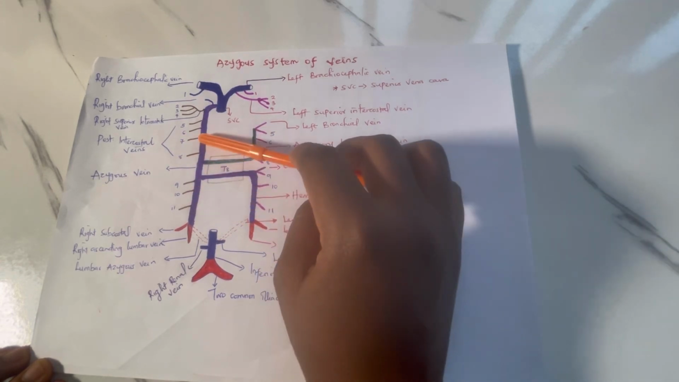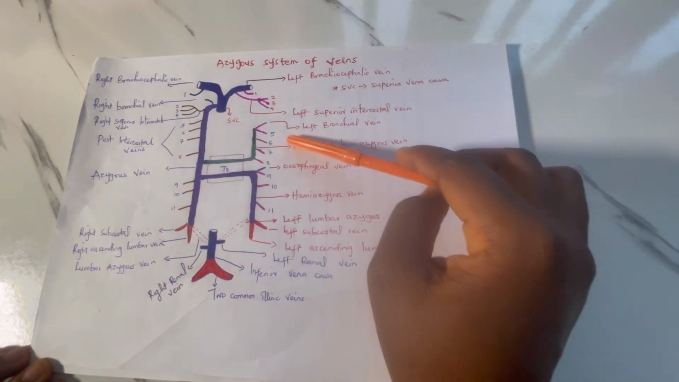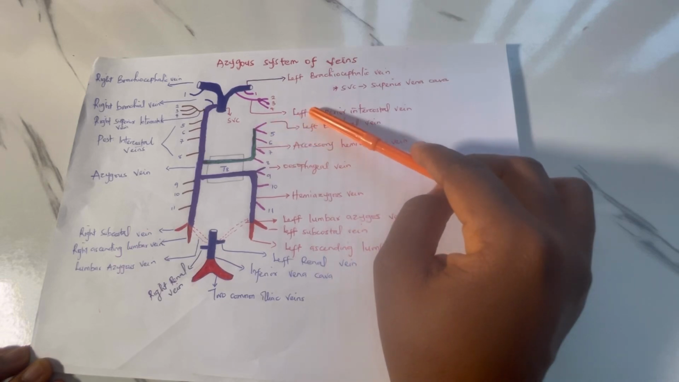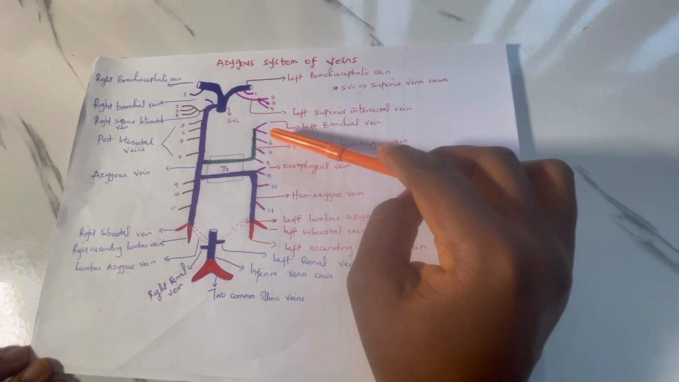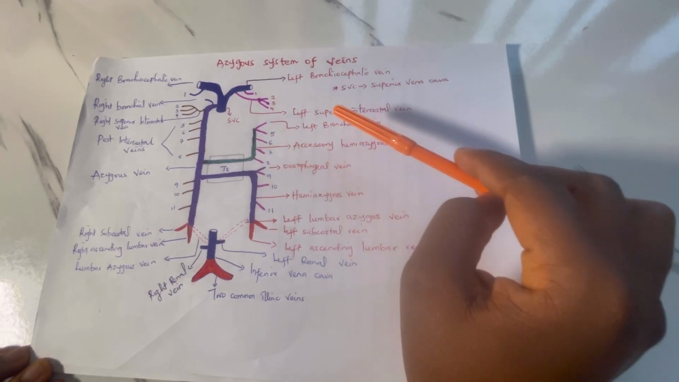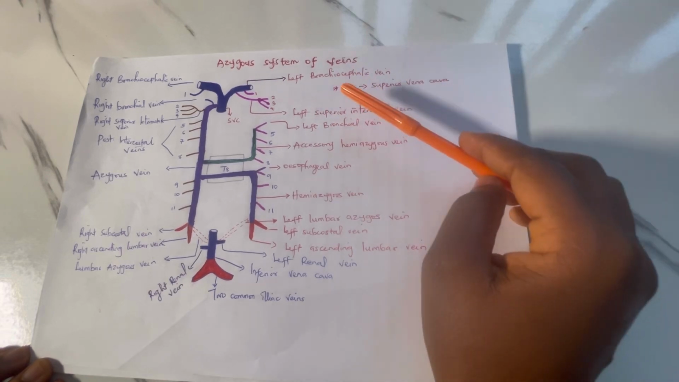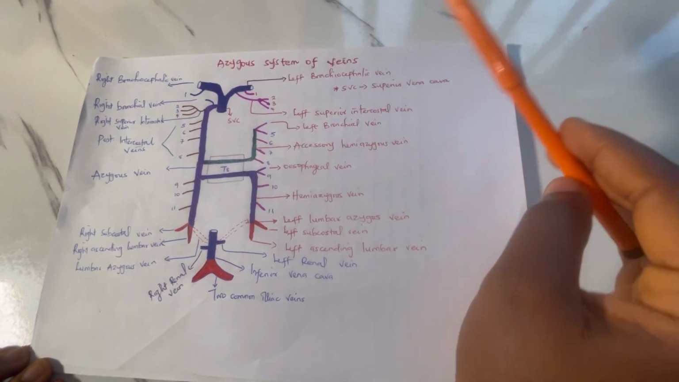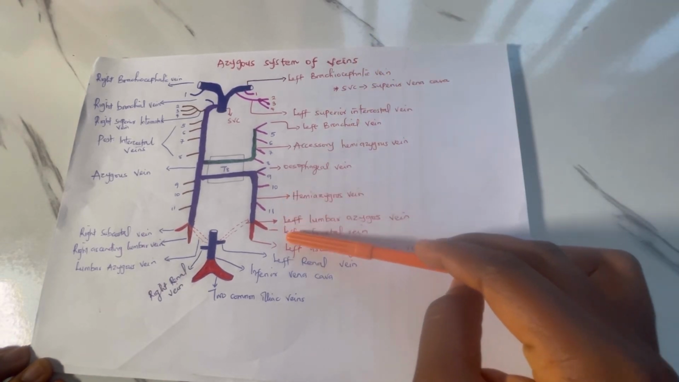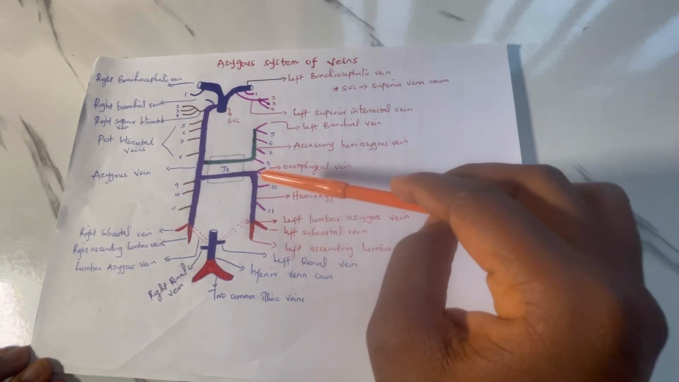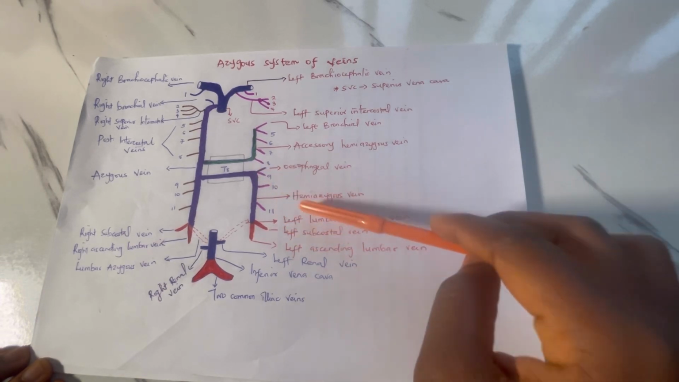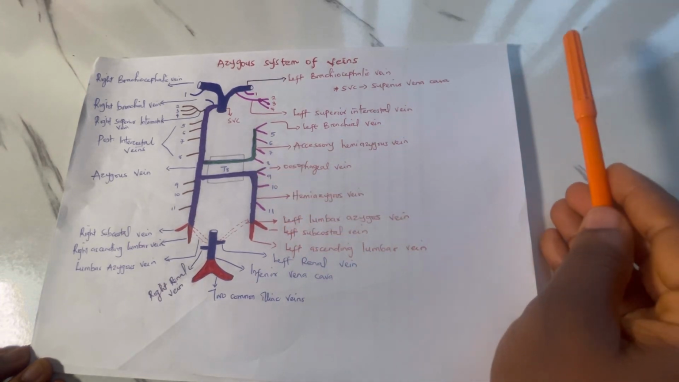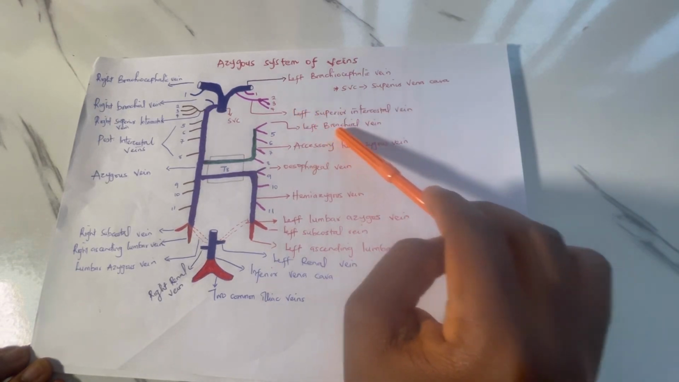Now, the tributaries of the accessory hemiazygos vein are the 5th to 8th left posterior intercostal veins. That's the upper posterior intercostal veins on the left side, while the hemiazygos vein takes the lower posterior intercostal veins on the left side as well. Then we have the left bronchial vein.